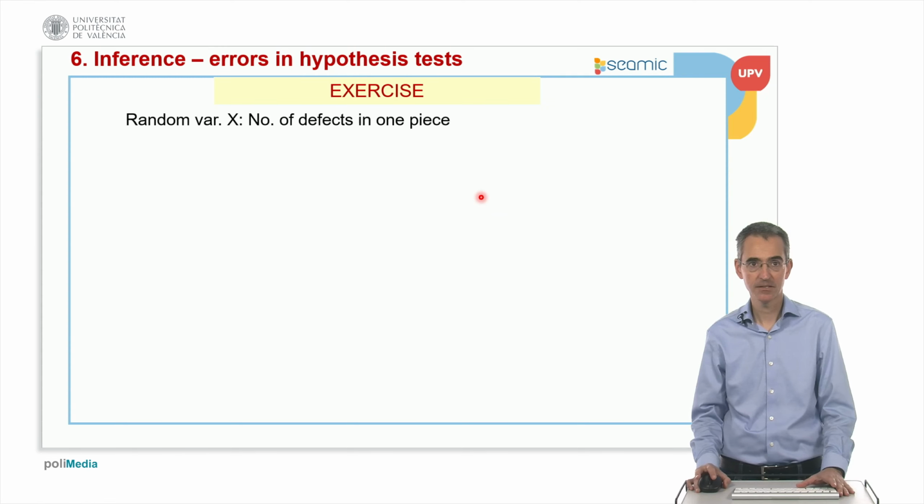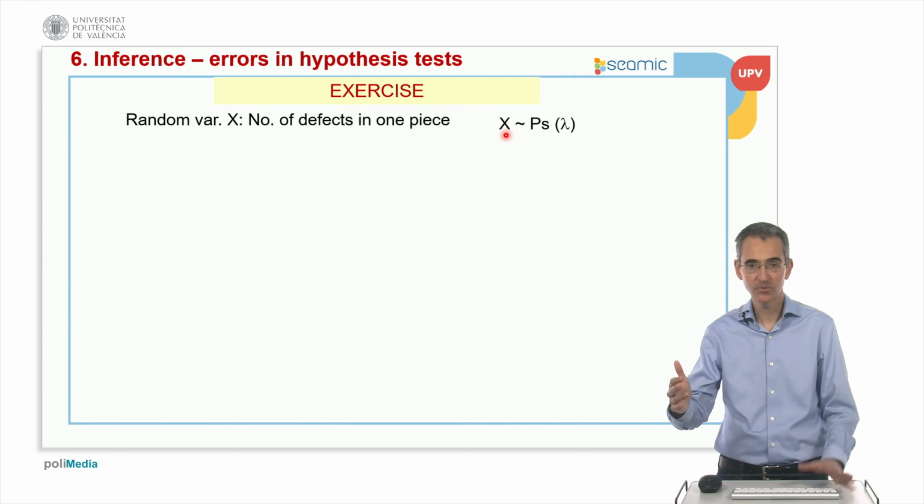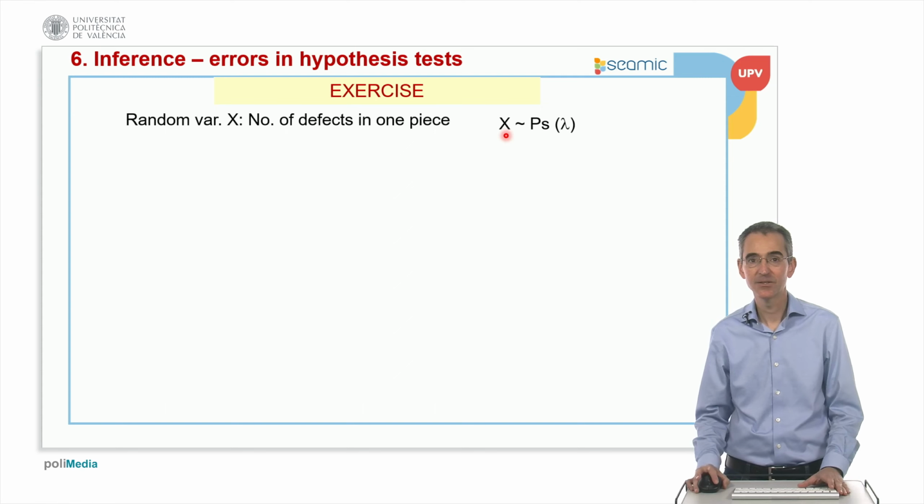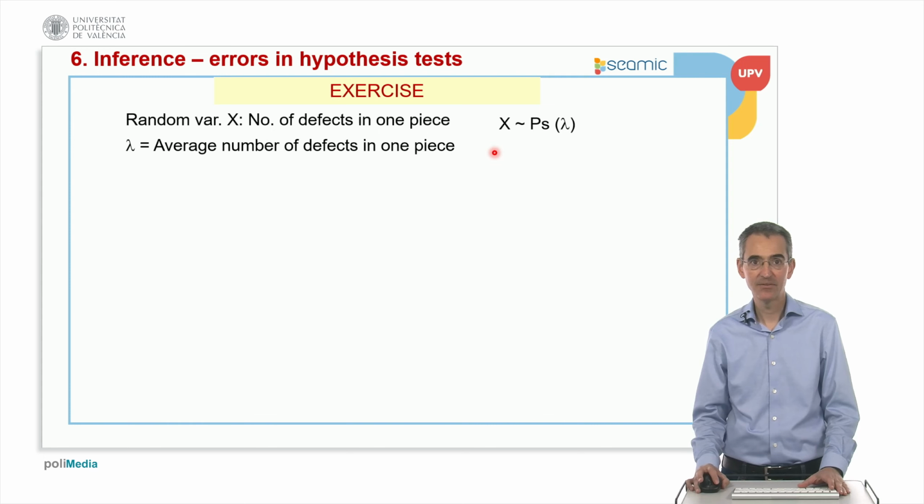So then, an exercise. Let's apply these new concepts in this exercise. Imagine that we have a random variable x as the number of defects in one piece, and then we count, so it's a discrete variable. There's no maximum. We can have an item with a lot of defects, so we can fit that according to a Poisson distribution with a parameter lambda. Lambda is the average number of defects in one element.